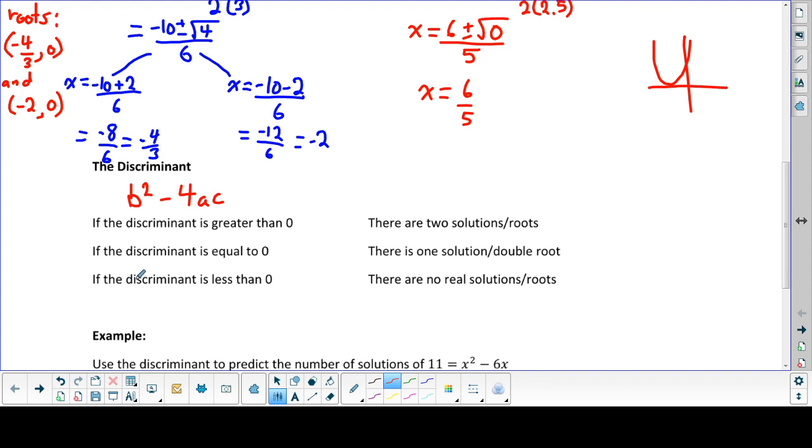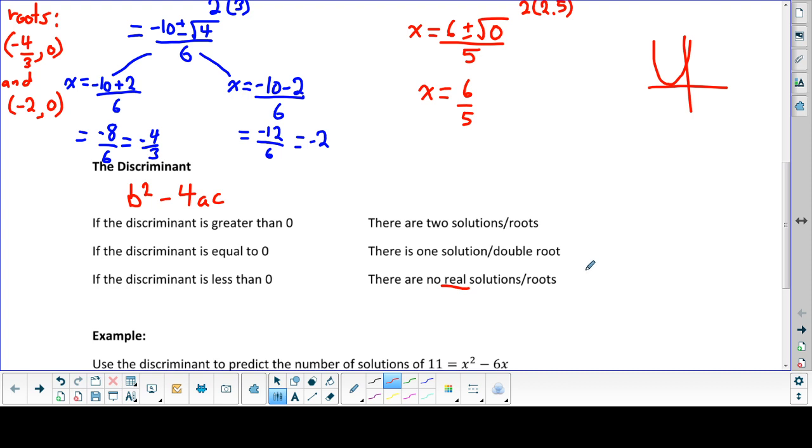Okay. If the discriminant is less than 0, as in if the discriminant's negative, well, if we think about that for a second, if we have a negative under the square root, you can't do that. You can't square root a negative. It's illegal, right? It's like against the rules of math, kind of. Okay, then we say there's no real solutions, or roots. Real, what does that mean?